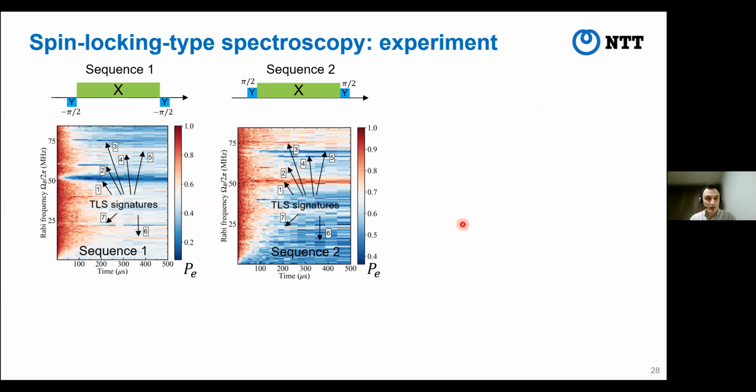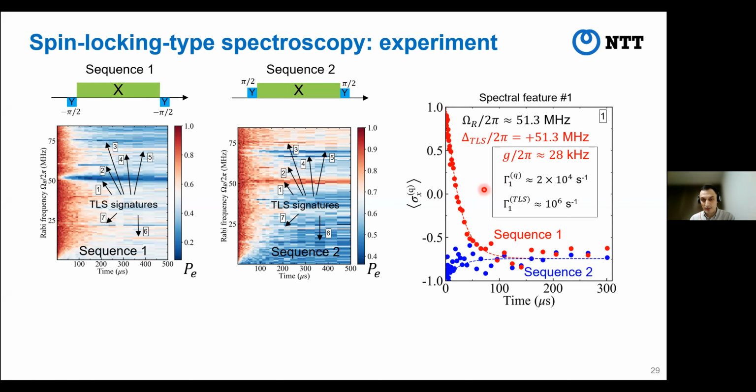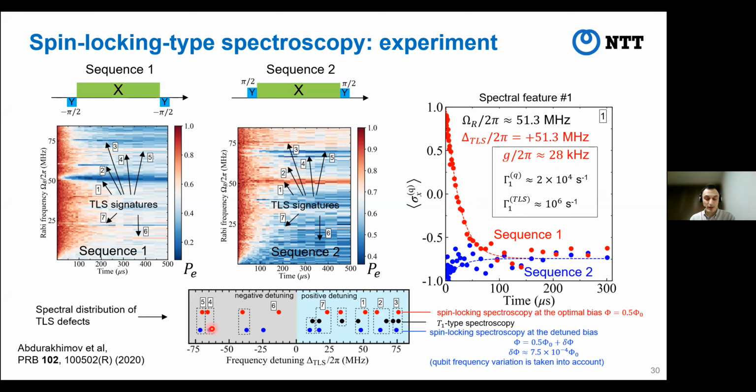Here I show results of spin locking measurements. We can see spectral lines at Rabi frequencies where the spin locking resonance condition was met. For example, we can see a pronounced feature around 51 megahertz. In the figure on the right side, I plot experimental data at that frequency. Experimental data can be fitted by our numerical model, and that particular feature corresponded to a positively detuned defect with the coupling strength of 28 kilohertz. By using this approach, we could identify defects with negative and positive detuning, as shown in the diagram at the bottom. Details can be found in our PRB paper.